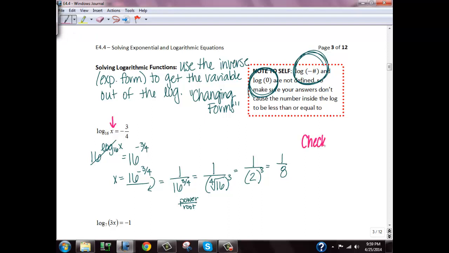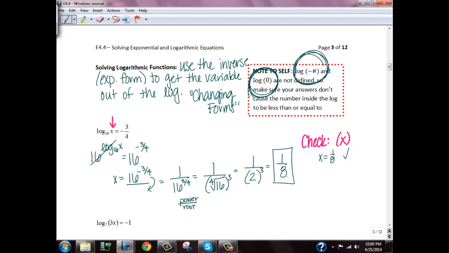I have to check to make sure my inside number, which here is just x, stays positive, meaning it can't be 0 and it can't be negative. So notice if I were to plug in x equals 1/8 into x, that works, right? Because 1/8 is neither negative nor 0. So this is my solution.